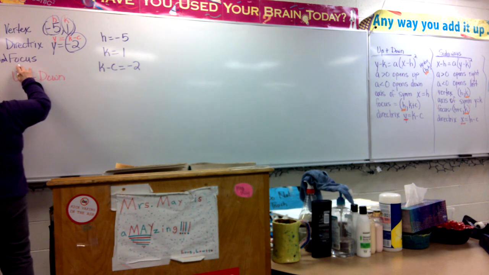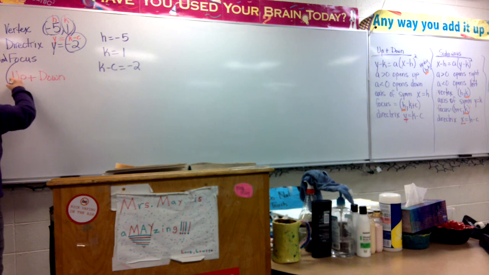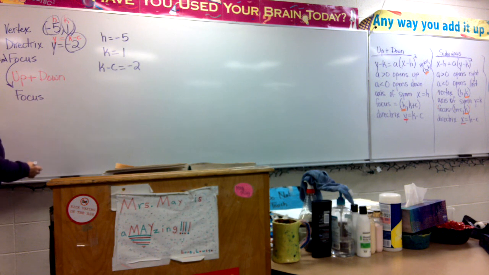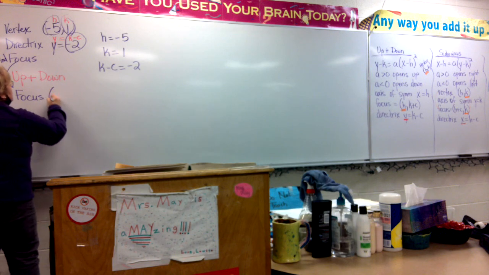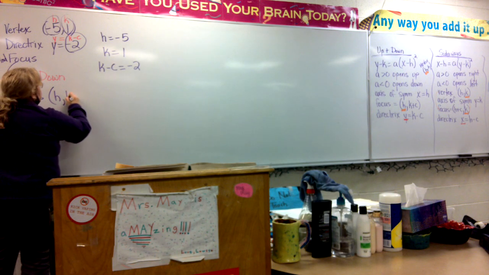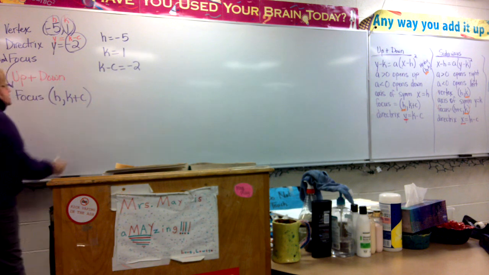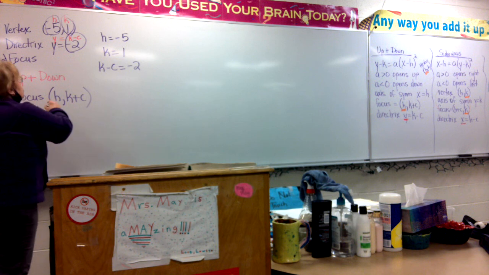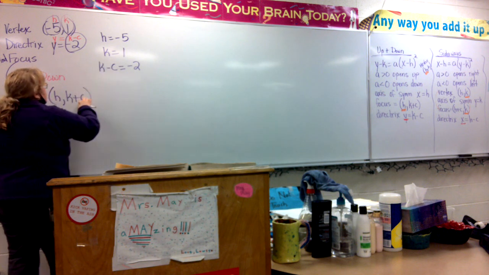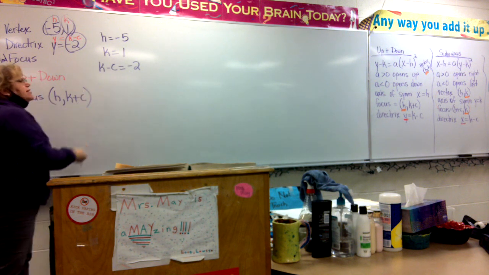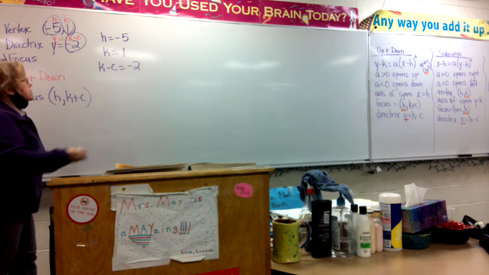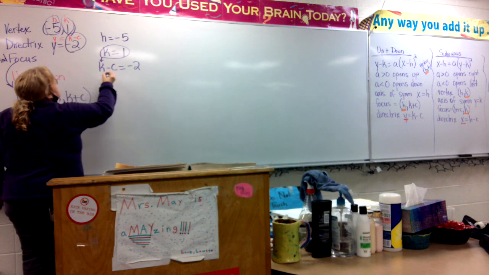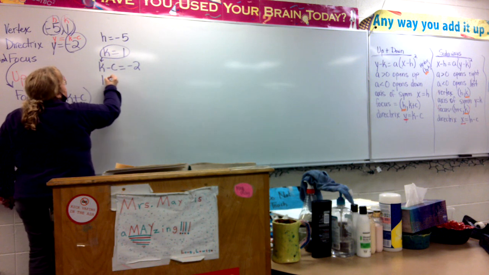And what's the focus? If I have to find the focus of an up and down, look over there. What is the focus of an up and down? It looks like it's (h, k plus c), doesn't it? Well, I already know h. I already know k, but I need c. Is there a way that I could find c right there? Substitute in k is 1.